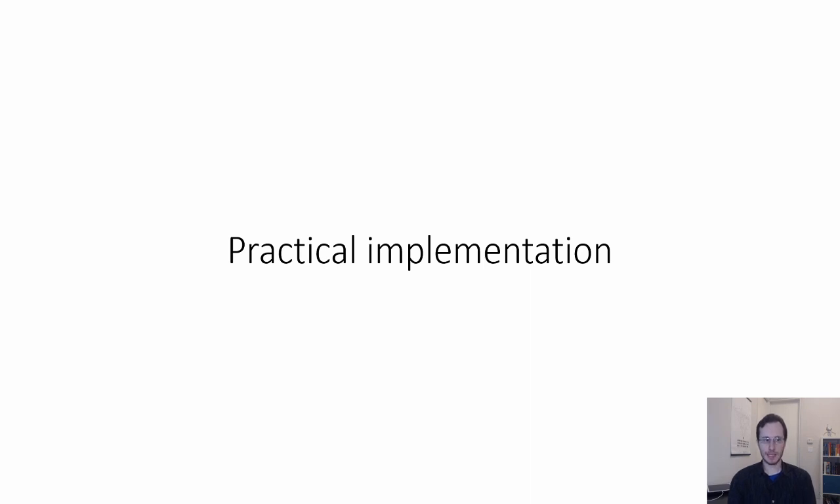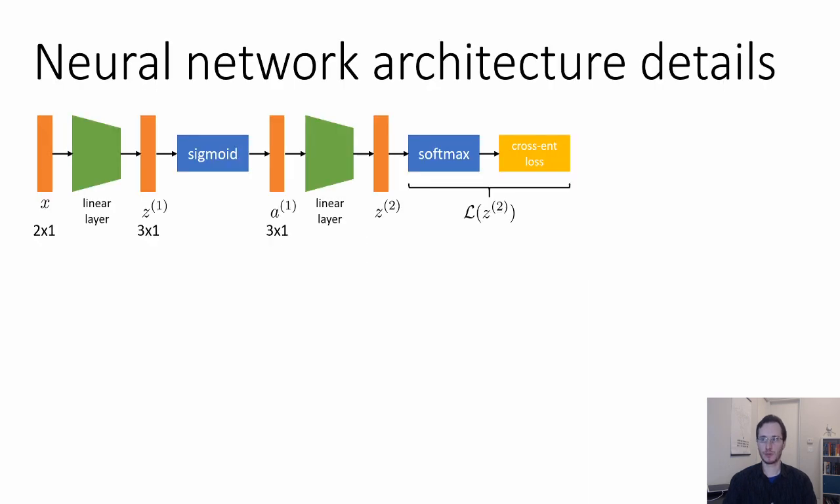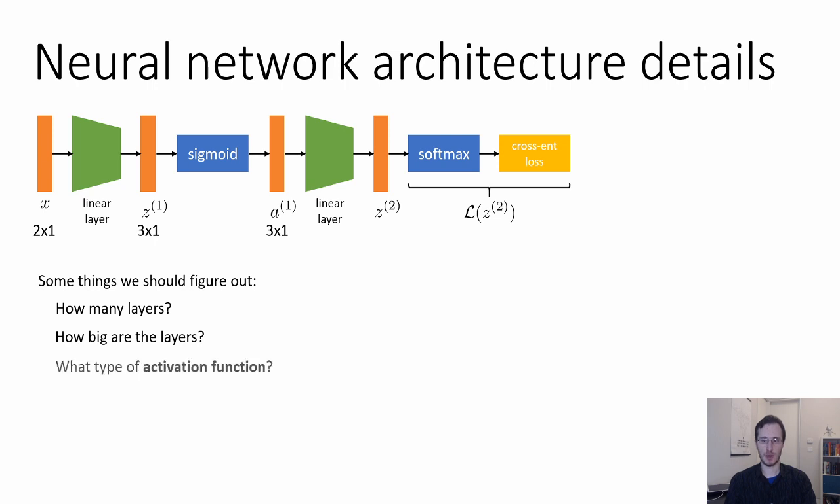All right, in the last portion of today's lecture, we'll go through a few practical implementation details for neural networks. So here's our neural network that we saw in the previous section, and there are a few things that we need to figure out before we can actually train it with backpropagation and gradient descent. How many layers should the network have? How big are these layers? What type of activation function should we use?